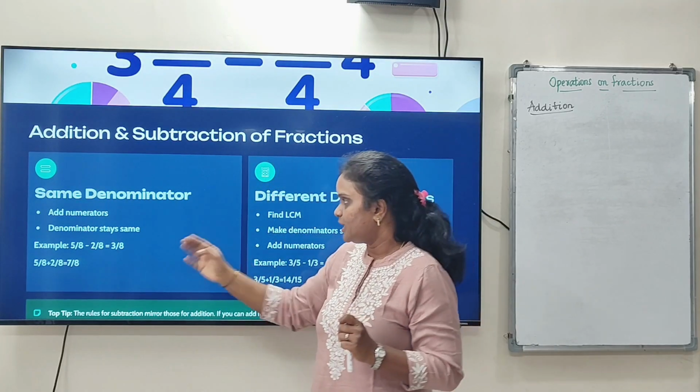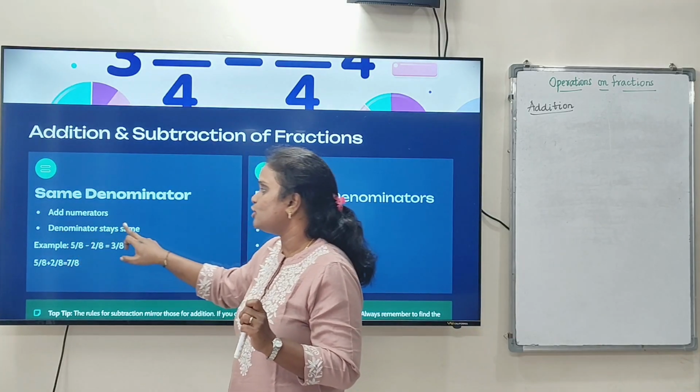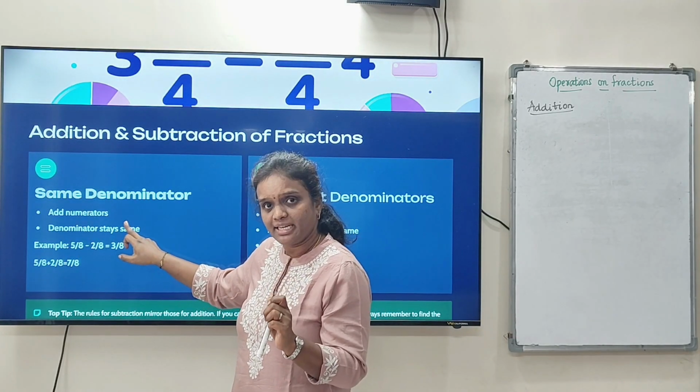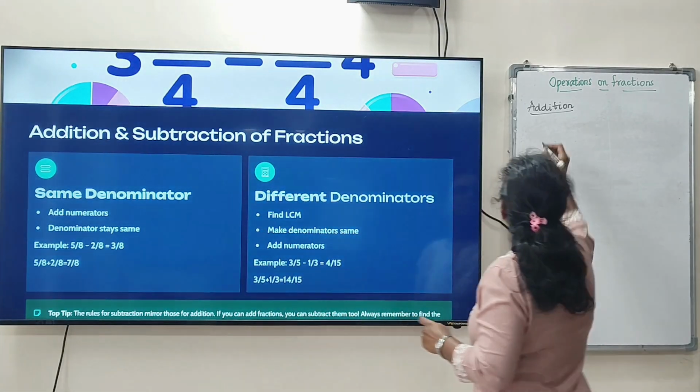What you have to do? The rule is, you have to just add the numerators, keeping the denominators same. Again, you have to just add the numerators, keeping the denominators same. Let's go through an example.